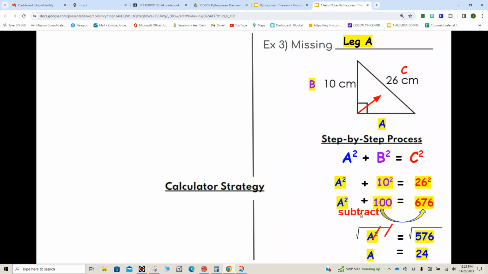So why did I subtract in this one? Because you were missing a leg. So if you get a problem where you're missing A or B, one of these legs, you're going to subtract. In example 2 over here on this side, we added because we were missing the hypotenuse. All right, last step is a calculator strategy. Copy the formula, start with the square root, and we always want to start with the biggest number because we don't want negatives. So on your triangle, who is the biggest side? The hypotenuse. So I have to start with my C.